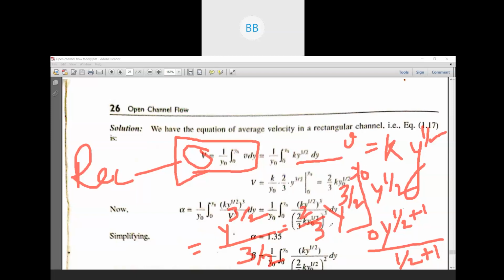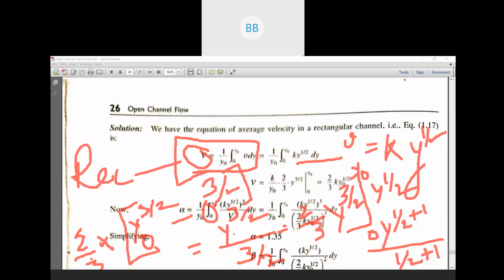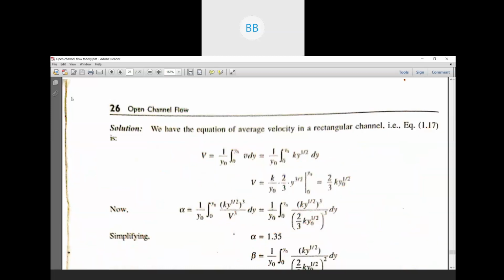If you solve this, that 2 by 3 will be there. If you substitute the limit, the maximum limit is y naught, so y naught to the power 3 by 2, minus the minimum limit, which is 0, 0 to the power 3 by 2. So the ultimate result you are going to get is 2 by 3 multiplied by y naught to the power 3 by 2.